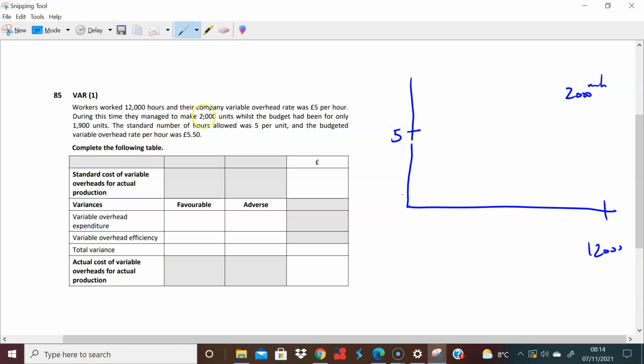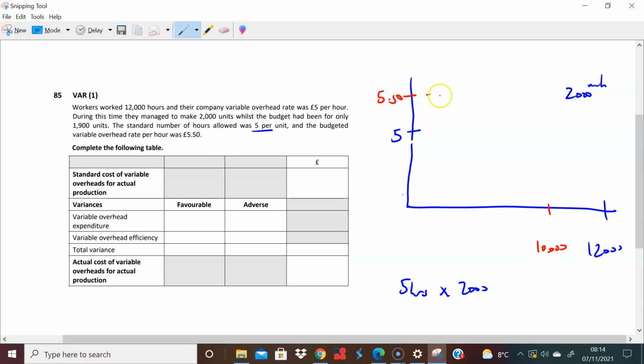Now it says during this time they made these 2,000 units. The standard number of hours allowed per unit is 5 hours per unit. So you're meant to spend 5 hours; that's the standard on a unit. So if you make 2,000 units, I'm sure you'll agree that is the equivalent of 10,000 hours. So you should have spent 10,000 hours. So I can see my efficiency variance straight away. But it also tells me that my budgeted overhead rate is £5.50.